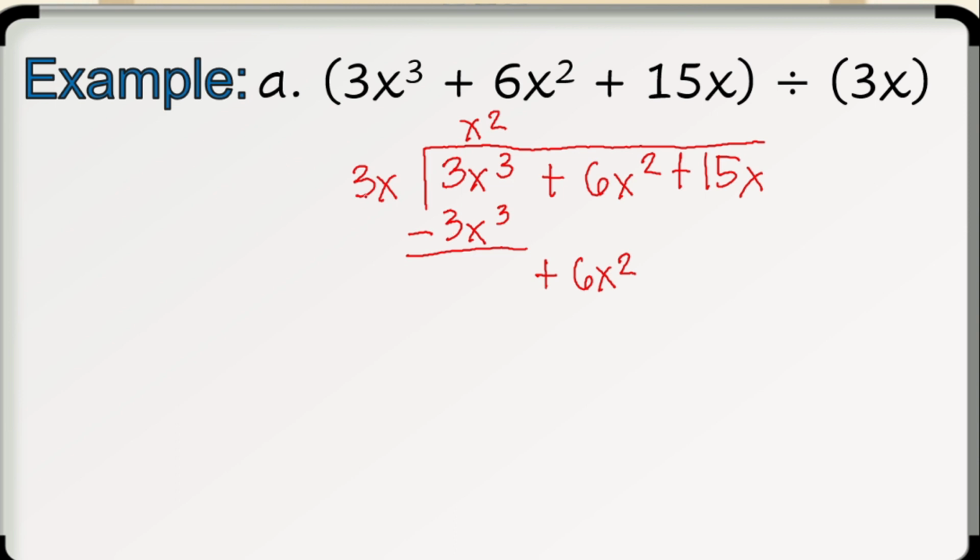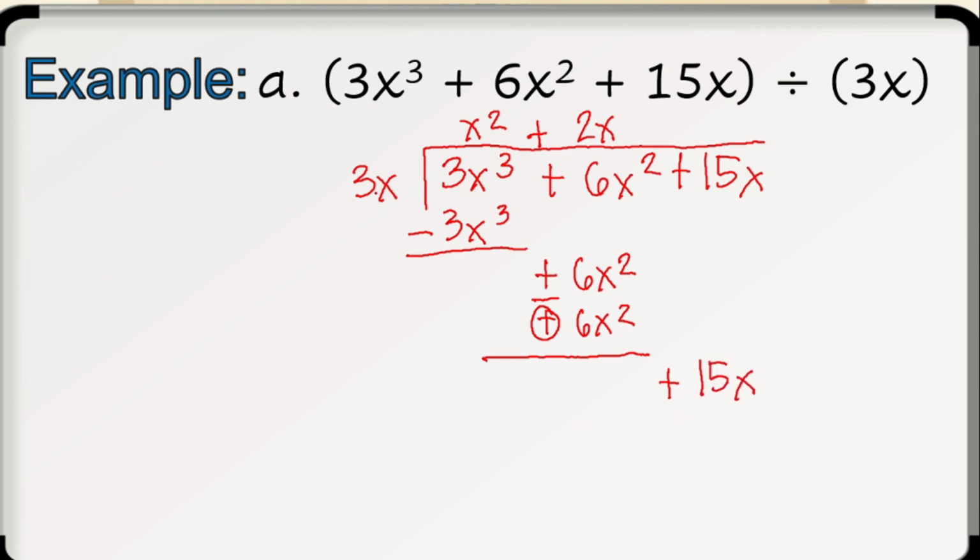6x squared divided by 3x is 2x. Continue the process until a remainder is obtained. This can be 0 or is of lower exponent than the divisor. 3x times 2x is 6x squared. Subtract, we have 0. Then bring down positive 15x.